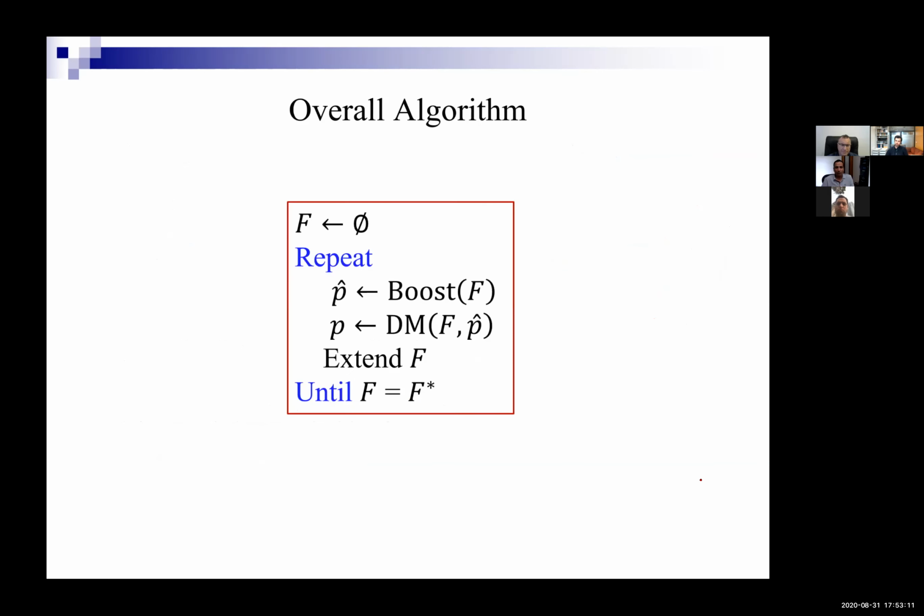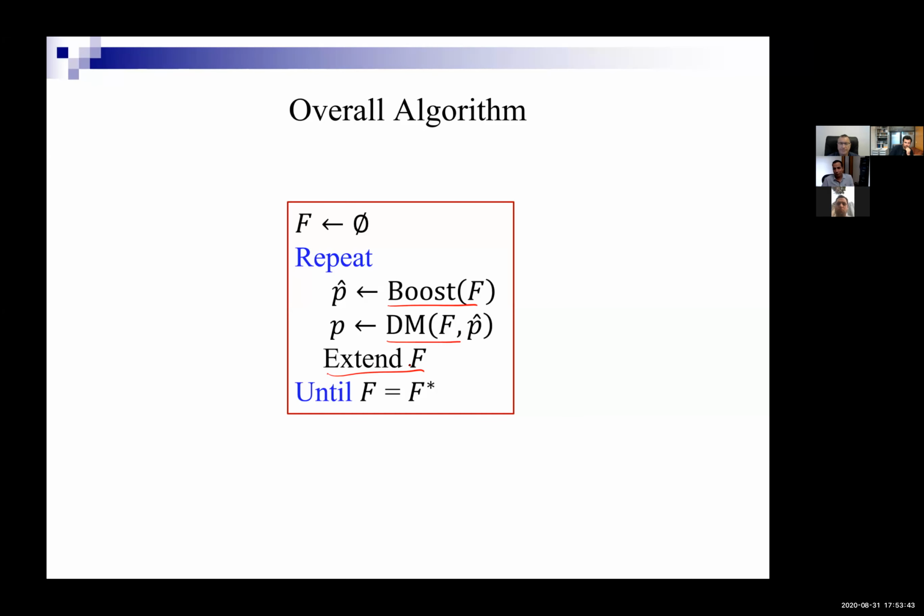The overall algorithm is like this. You start with an empty set of revealed arcs because initially there is nothing. Then you run the boost, find the best solution for this set of revealed arcs, and then apply the DM algorithm on top of it. We are guaranteed to find one more arc in strongly polynomial time. Then we extend F and keep repeating until we find F star. Given a set of revealed arcs, we can check in strongly polynomial time whether it gives a solution or not. So everything is strongly polynomial. So this is a strongly polynomial time algorithm.